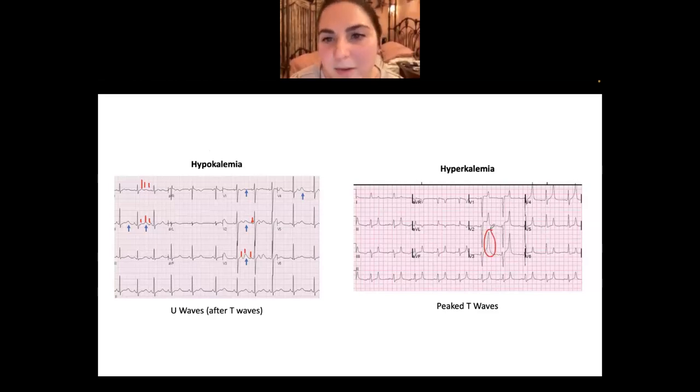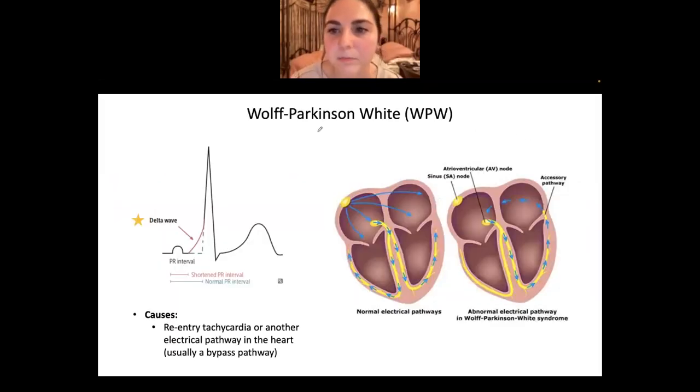Same with the peaked T waves, like I said, they're really obvious. This is super obvious, very obvious that that's a peaked T wave, and this is a peaked T wave. Here's another one. Here's another one. They just shouldn't be this big. They shouldn't be as big as the QRS complex.